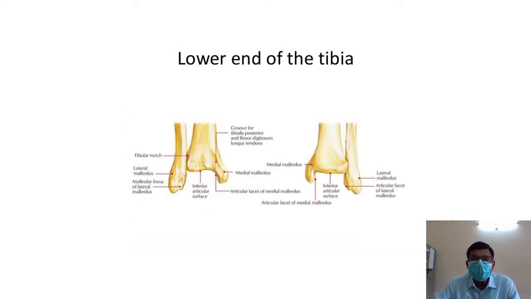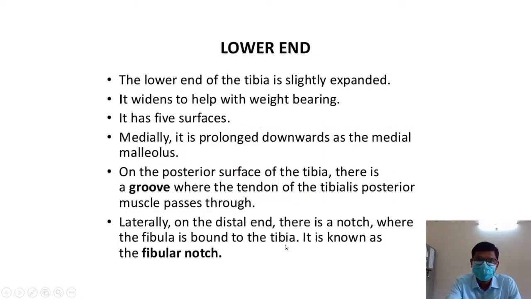This is the lower end of the tibia. You can see this is the medial malleolus and also the articular facet of the medial malleolus, and this is the inferior articular facet, and you can see the medial malleolus here and also the lateral malleolus here. Now coming to the lower end. The lower end of the tibia is slightly expanded. It widens to help weight bearing, and it has 5 surfaces.